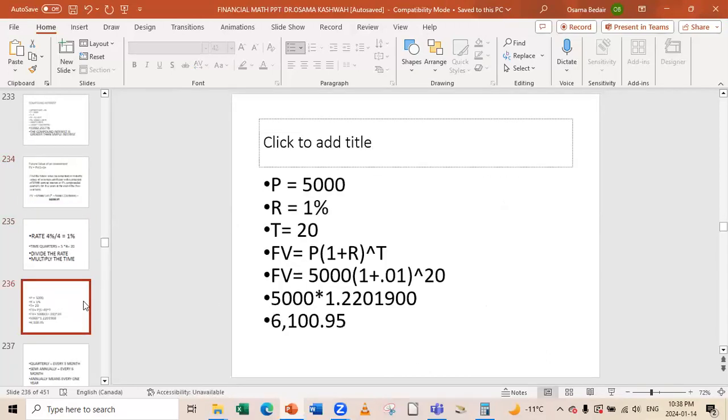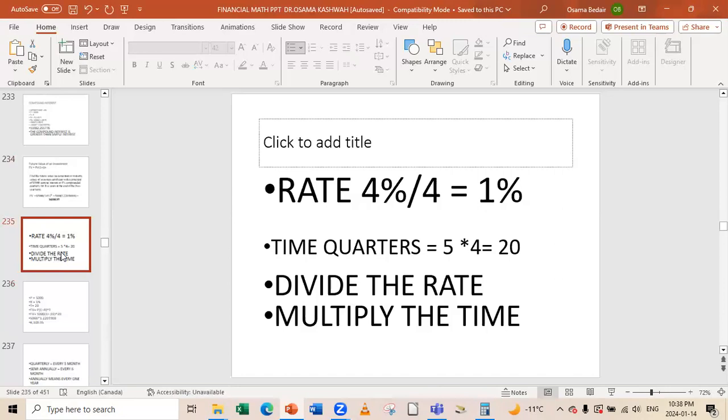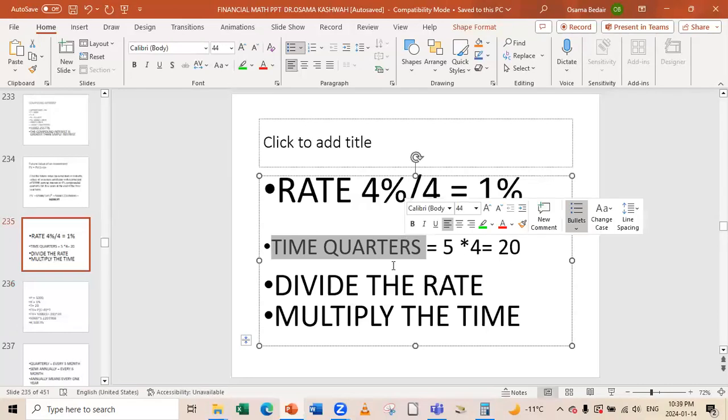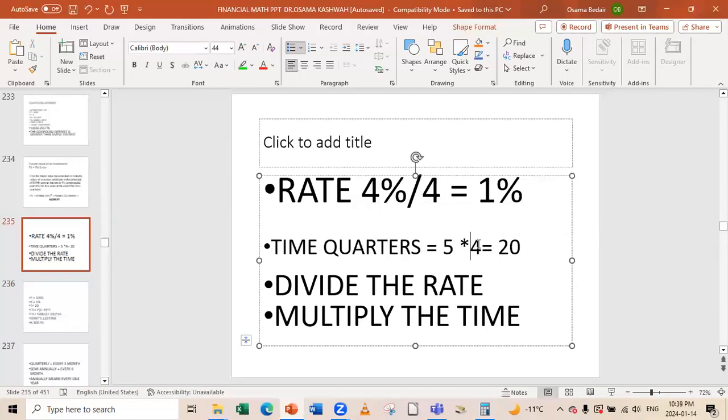I showed you right now what to do if the rate is quarterly and the time is quarterly as well. We have to change all of them to a part of a year. If it is quarterly, the whole year is 4%, so each quarter is 1%. This is the first point. And for the time, the quarters equal the number of years, and each year is 4 quarters, so they will have 20 quarters. What did I do? I divide the rate and I multiply the time.